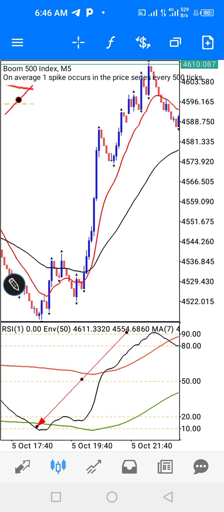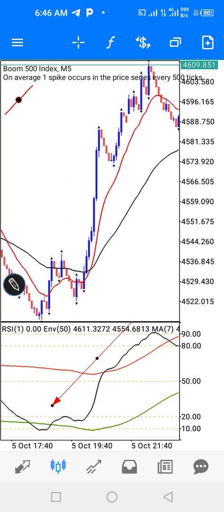So a refined one would be your 10 level. Let this moving average 7 on your indicator window be at this 10 level, right? Before you place your buy, you start looking for your spike. And most of the time, that is the first confirmation you look for.